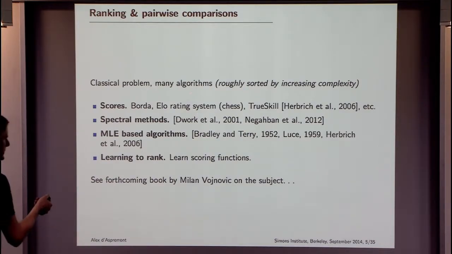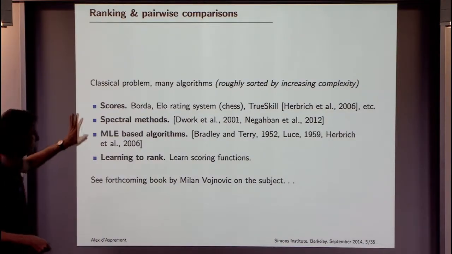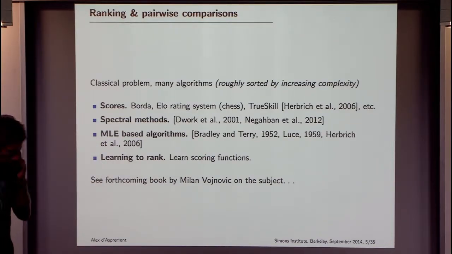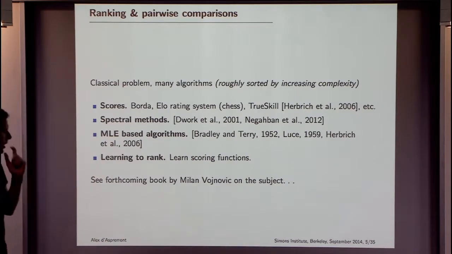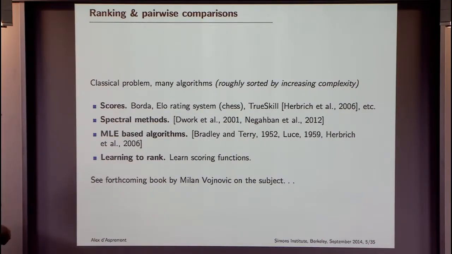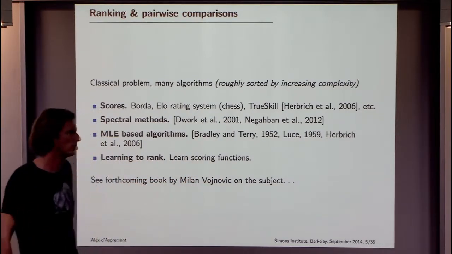There are more sophisticated versions of this scoring system. One classical, well-known system is the Elo rating system in chess. I'll give a bit more detail about this. There's TrueSkill, a ranking system produced by Microsoft for online gaming and so on. So you can refine this a lot, and of course the quality of the solution improves significantly as well. That's the first type of solution: you just produce a score and compare the scores.